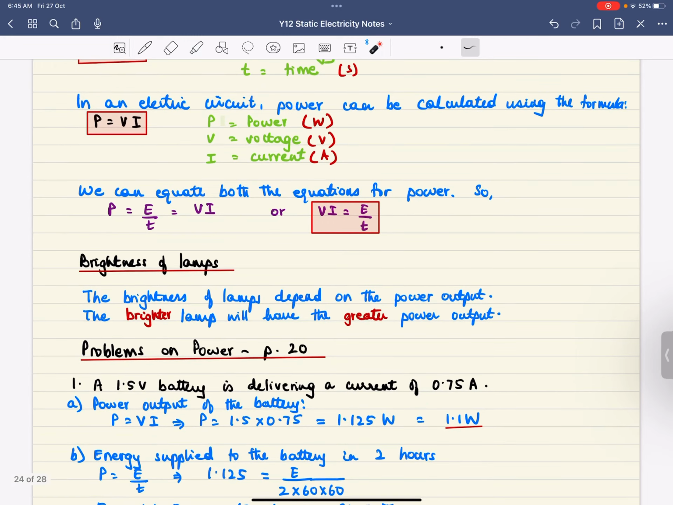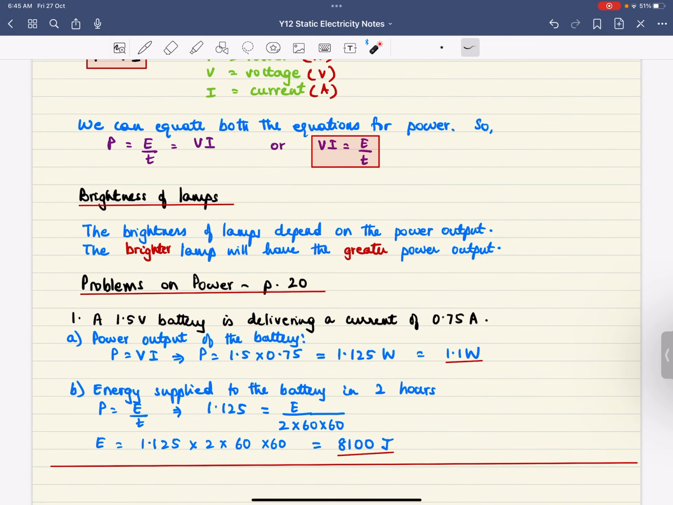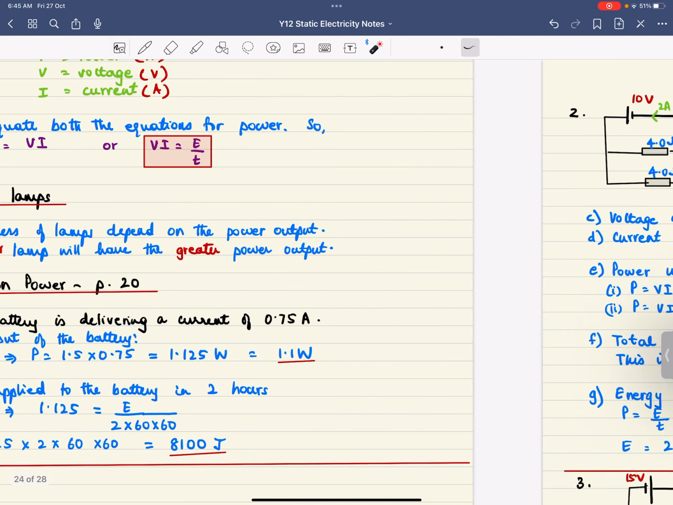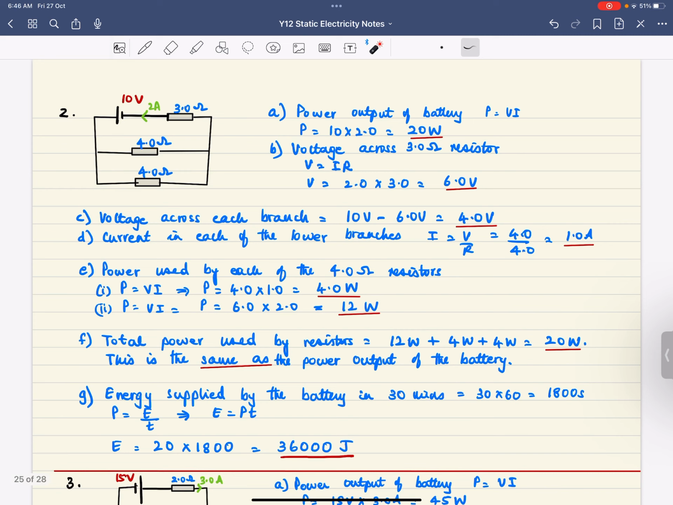Now, the brightness of lamps depends on the power output. The brighter lamp will have a greater power output. So I've got some questions over here which I have worked out on power, and you can just take a look at it and see if any of those helps you. Some of them are comparing powers of different lamps or different resistors in a circuit, and how much is the energy supplied by the battery.